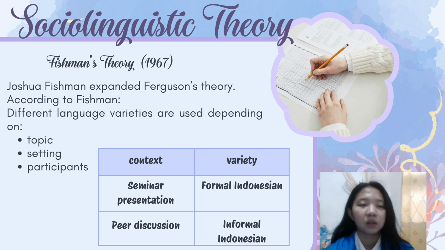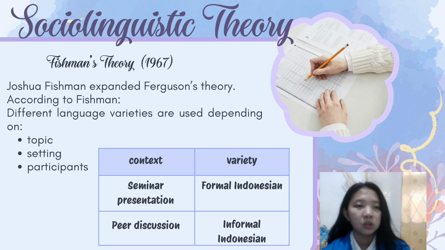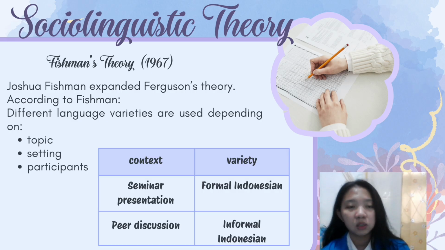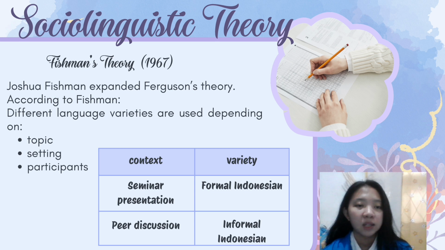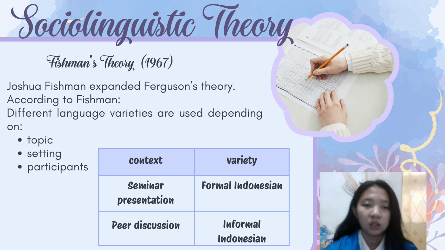Sociolinguistic theory. There's a theory by Fishman. Joshua Fishman expanded Ferguson's theory. According to Fishman, different language varieties are used depending on topic, setting, and participant. So there's a context and a variety in this Fishman theory. The context is a seminar presentation, and the variety is formal Indonesian. The context is peer discussion, and the variety is informal Indonesian.